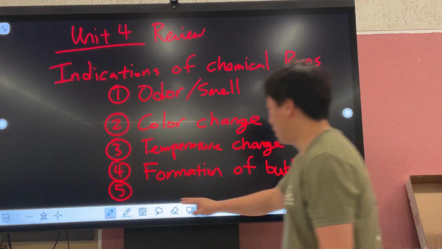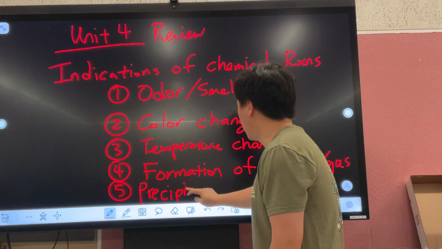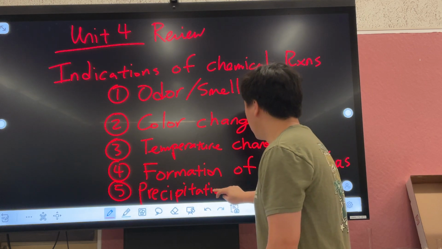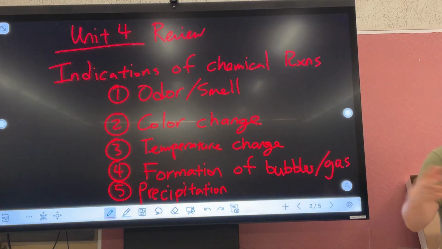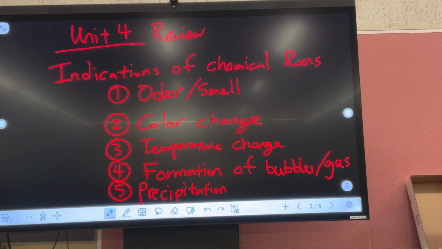And the last one is precipitation. So solids forming in liquid. That would be a chemical reaction. So that's the 5. A solid forming in liquid. Yeah, so you mix 2 liquids and a solid forms.